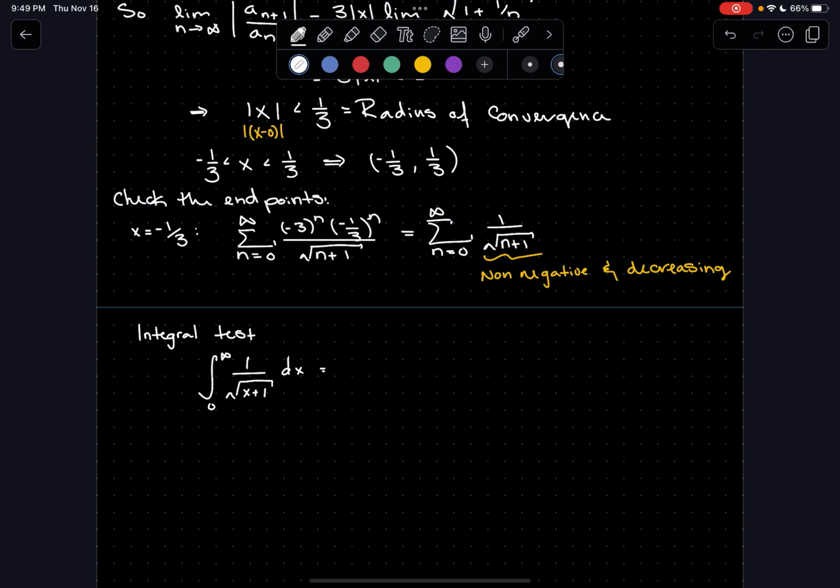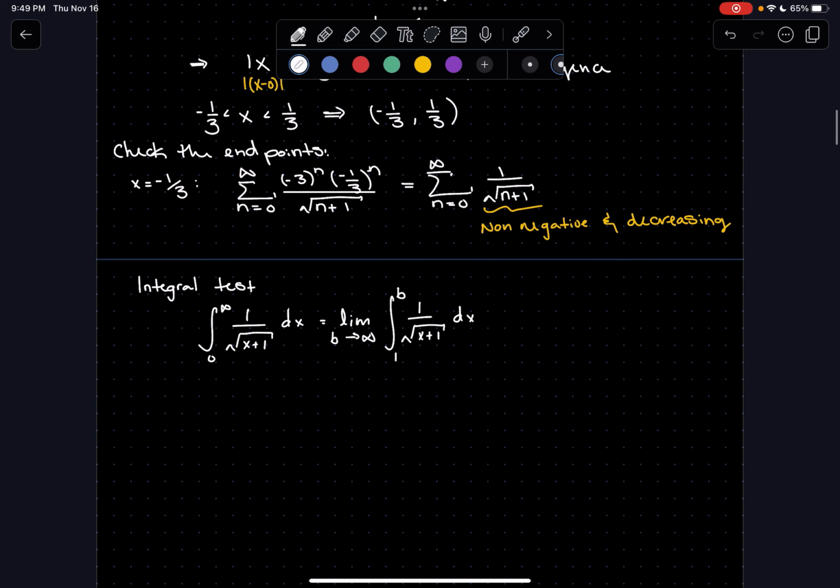So this is equal to the limit as x approaches infinity of the integral of... Oh, I don't want x. That's 2 x's appearing. The limit as, let's do b approaches infinity, of the integral from 1 to b of 1 over the square root of x plus 1 dx. Okay, so the integral is pretty easy to do.